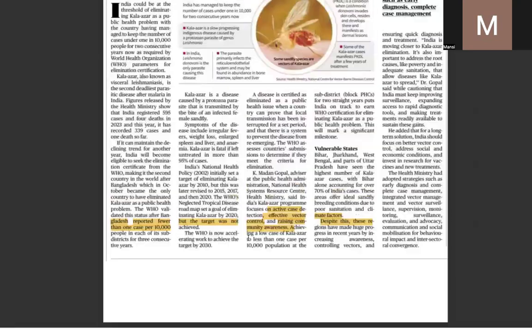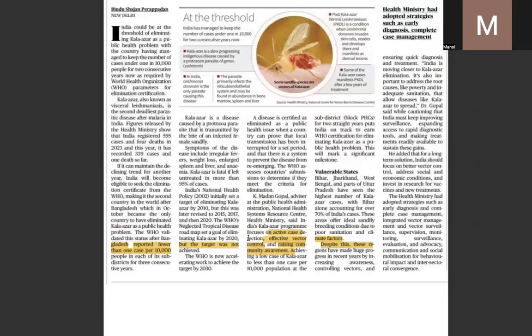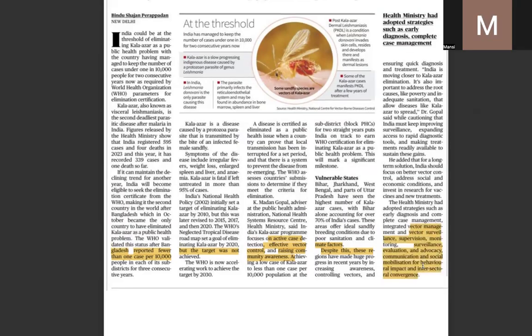So now we need to ensure that the number of cases does not increase in future. For that, vector surveillance, supervision, monitoring, evaluation, and advocacy communication, social mobilization for behavioral impact and intersectoral convergence would be the important things for the future.